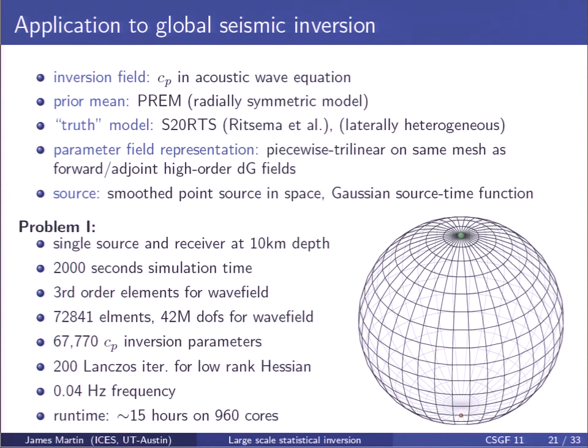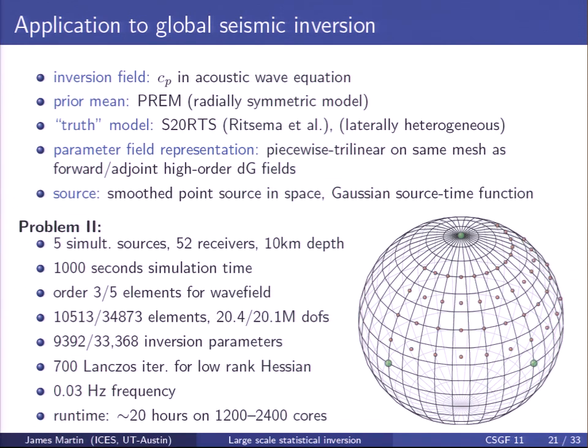We have a single source and single receiver, so the source is indicated by this dot on the south pole. The receiver is indicated by this dot on the north pole. We allow for 2,000 seconds of simulation time where the waves will travel through the Earth, and then we hope to reconstruct information about this at the end. For this particular problem, we use about 72,000 degrees of freedom for the parameter space, and we're trying to construct this covariance matrix over these 72,000 degrees of freedom.